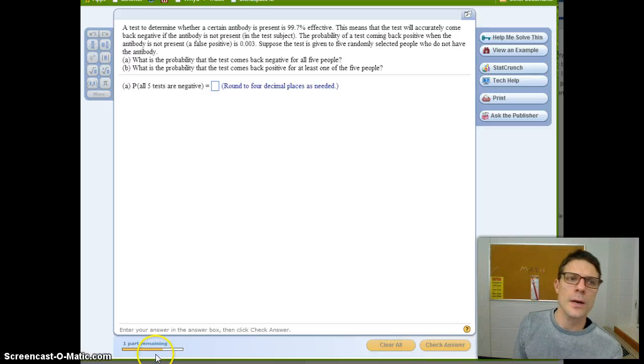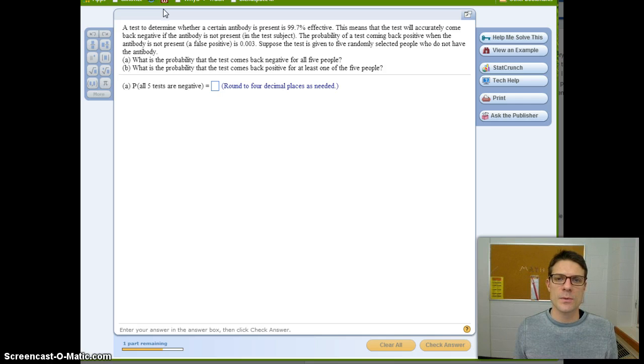Okay, here's a problem from chapter 5.5, I believe. It's a probability question. You have a test to determine whether an antibody is present, and it's 99% effective in recognizing it. This means that you will accurately determine whether somebody has it with a 99.7% probability.